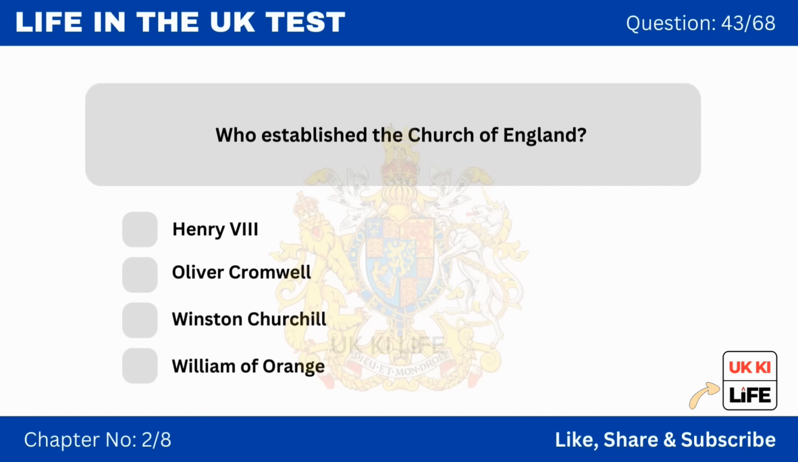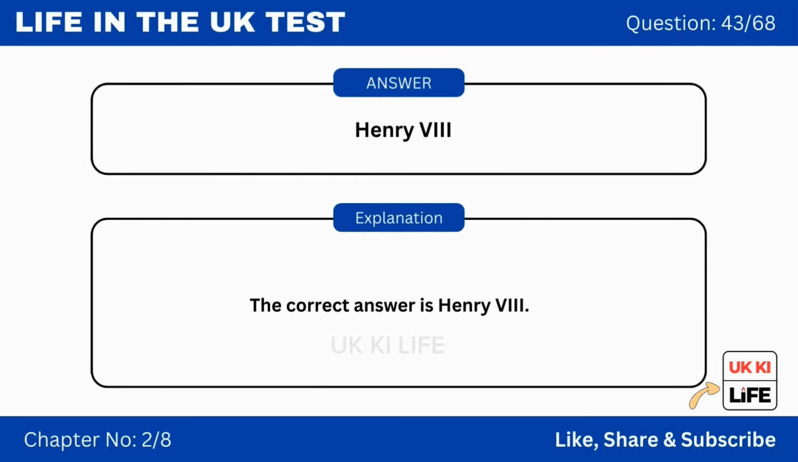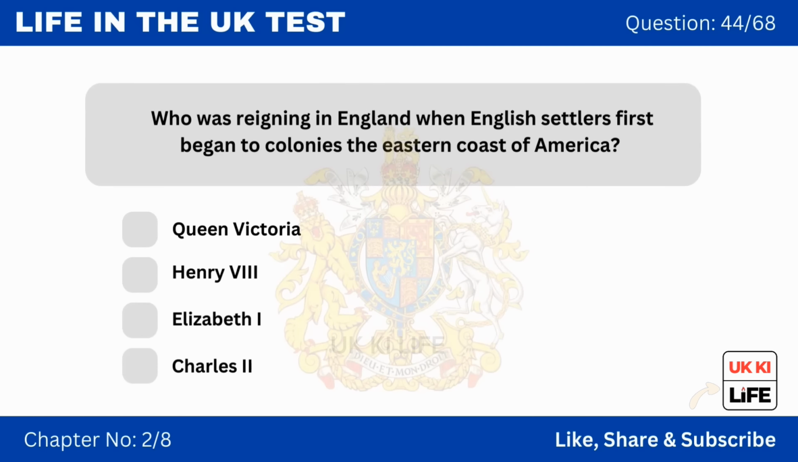The correct option is A. Explanation. The correct answer is Henry VIII. Question 44. Who was reigning in England when English settlers first began to colonize the eastern coast of America? Queen Victoria, Henry VIII, Elizabeth I, Charles II.